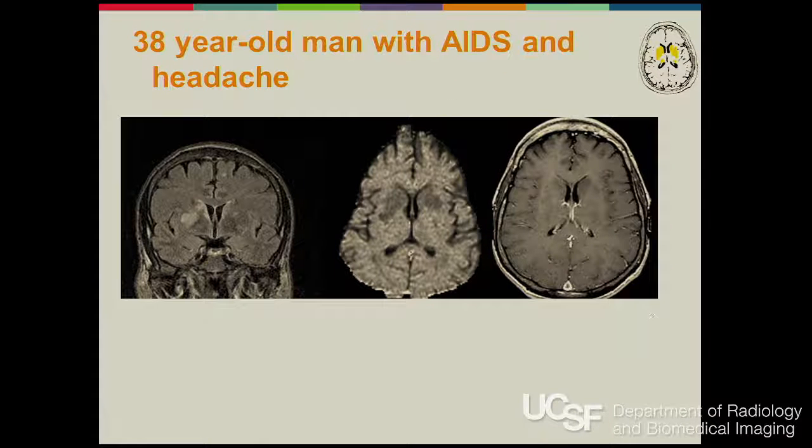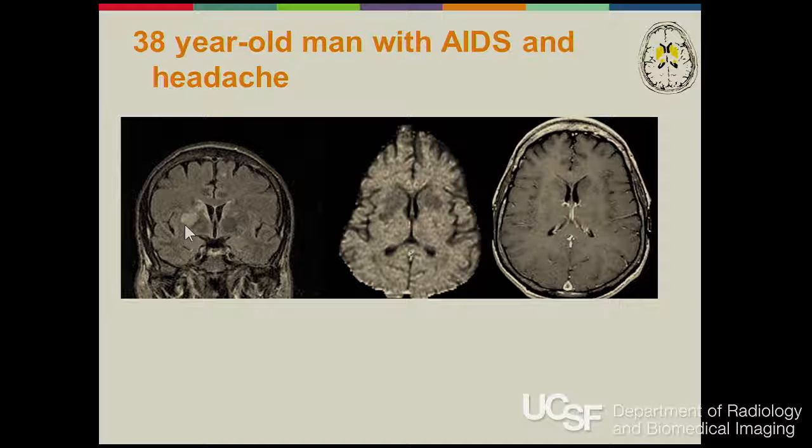So here's a case of cryptococcus where you have ill-defined patchy FLAIR hyperintensity in the basal ganglia. Notice on the diffusion that it's very watery. It's very bright or dark, facilitated diffusion, not reduced diffusion, and there's no significant enhancement.